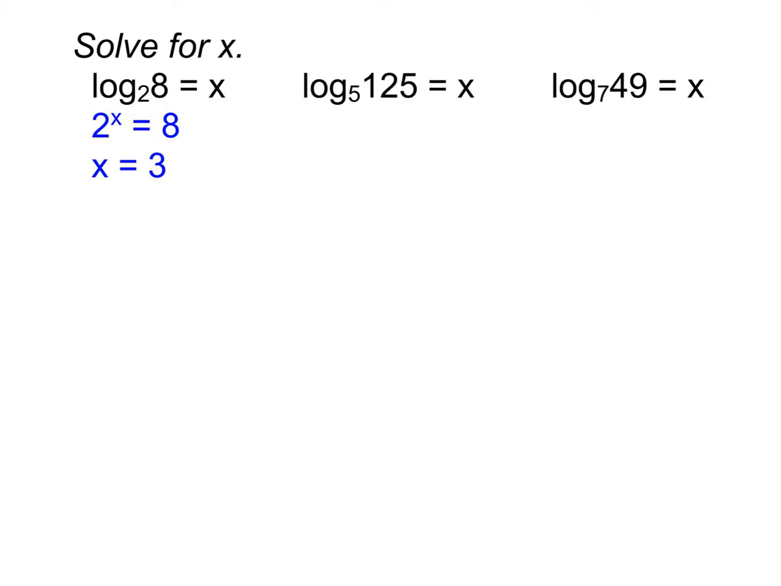All right, next up, log base 5 of 125. Again, we think about it as the exponential form.